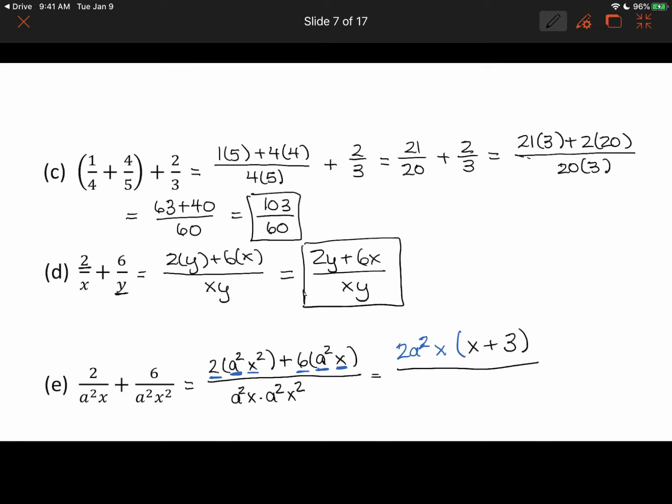All divided by, well, I'm going to not combine these. I still have a squared x times a squared x squared. Now, why did I choose not to combine these? Because now I can see I have an a squared x on top and bottom, right? So those are going to cancel. And I'm left with 2 times x plus 3 over a squared x squared.